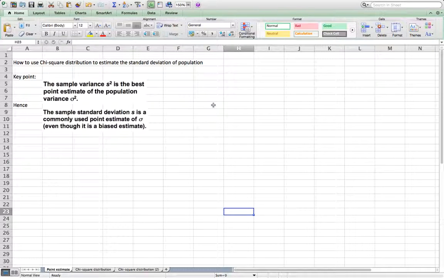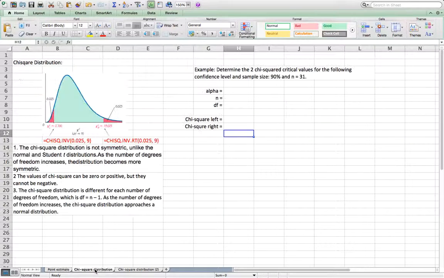This video is recorded to help my students understand how to use the chi-square distribution to estimate the standard deviation of the population. Key point: the sample variance S squared is the best point estimate of the population variance sigma squared. Hence, the sample standard deviation S is a commonly used point estimate of sigma, even though it is a biased estimate. So we will use the chi-square distribution.